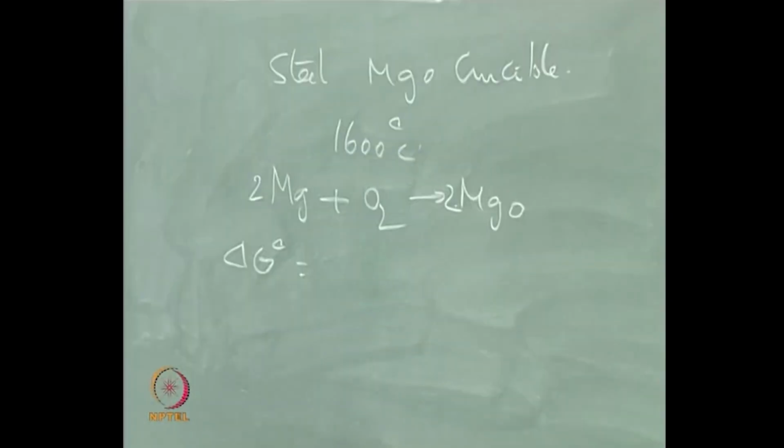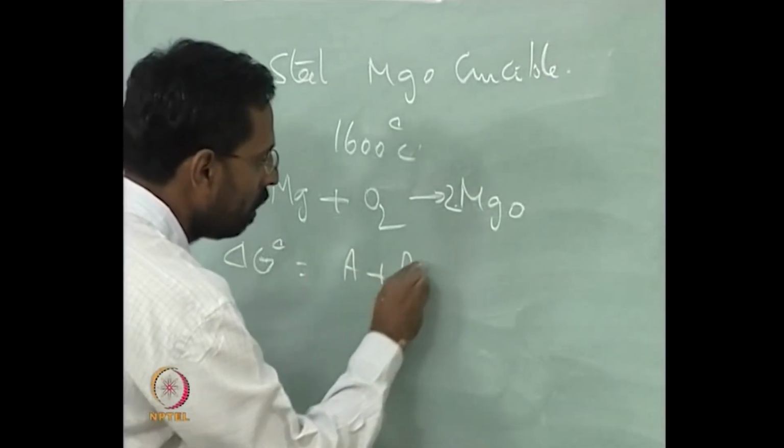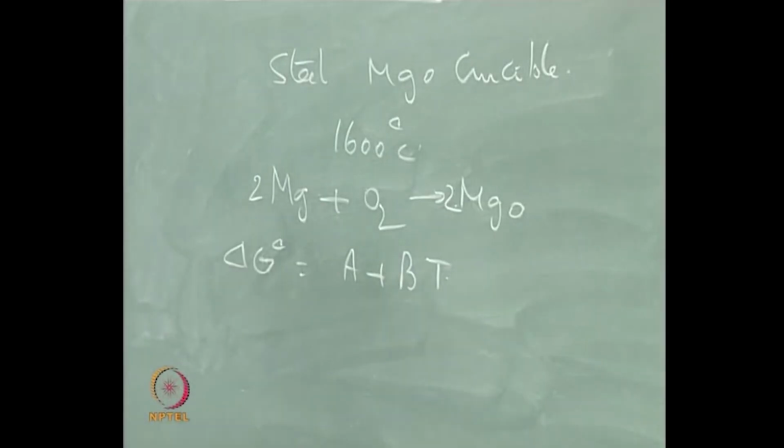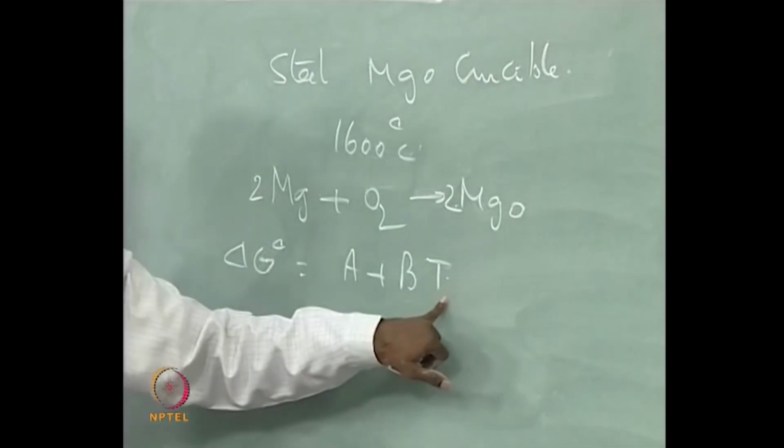If the delta G naught for the reaction is available, usually delta G naught is given in the form of A plus BT. Why it is written in the form of A plus BT is basically because delta G naught is delta H minus T into delta S. So, whether the B is negative or positive, let us not bother about it. Because it is delta H minus T into delta S, you would always see the expression for the delta G naught given in the form of two constants and a linear dependence on temperature.